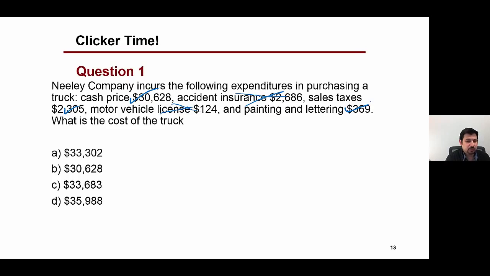Painting and lettering, by the way, it simply means, for example, for Rutgers, this is when they paint a bus or a car and they paint the letter R on it, basically to put the brand on it. As a result, here it will be 30,628 plus 2,305 plus 124, and the total will be 33,302.